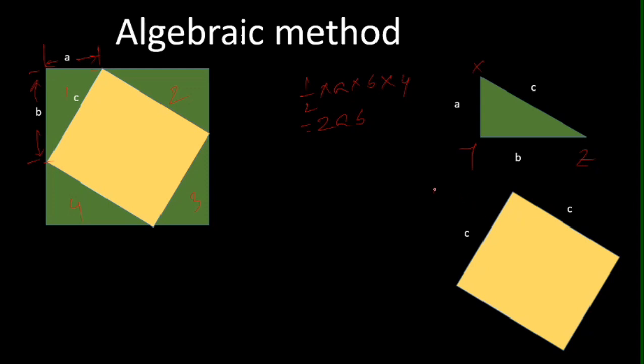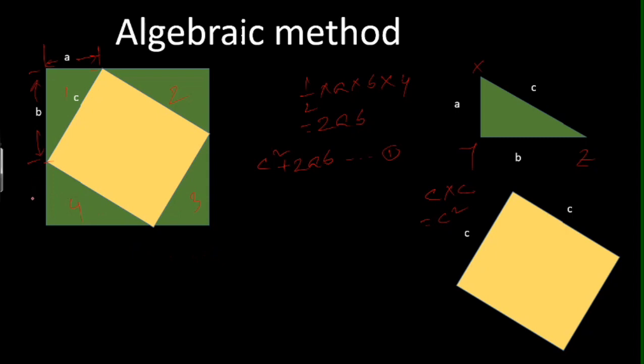So the total area of the triangles is 2AB, and the area of this inside square equals C into C, which is C square. We divided the total square area into the 4 triangles and one small square. So this total area equals C square plus 2AB, and this is equation number 1.